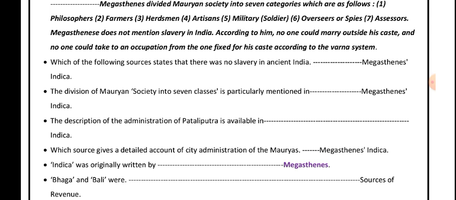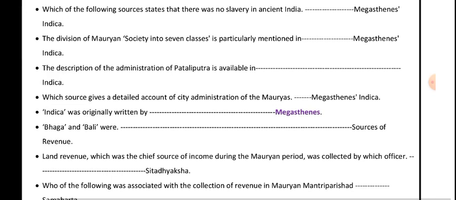Megasthenes doesn't mention slavery in India. According to him, no one could marry outside his caste, and no one could take to an occupation other than the one fixed for his caste according to the Varna system. Which of the following sources states that there was no slavery in ancient India? Megasthenes' Indica. The division of the society into 7 classes is particularly mentioned in Megasthenes' Indica.